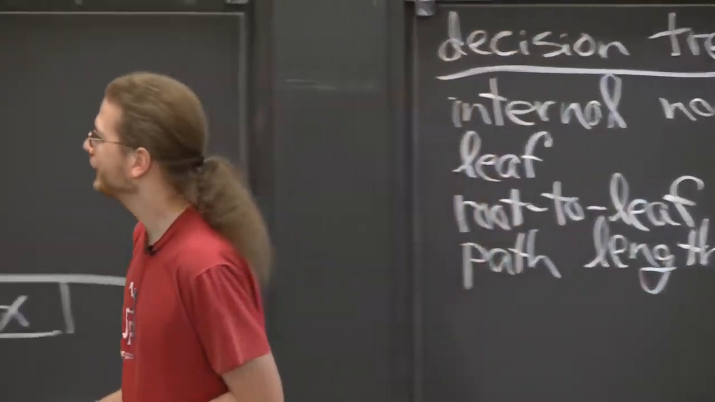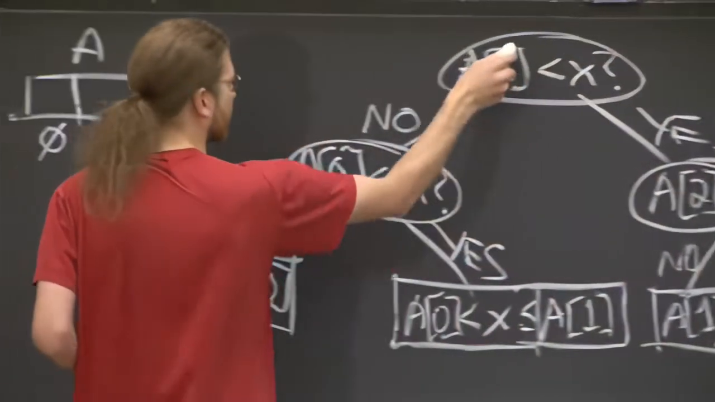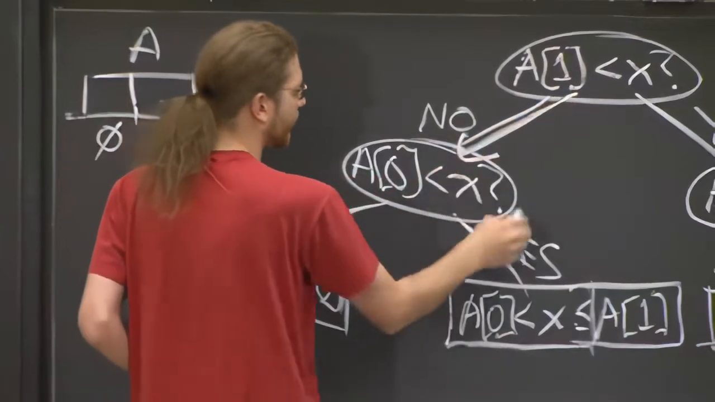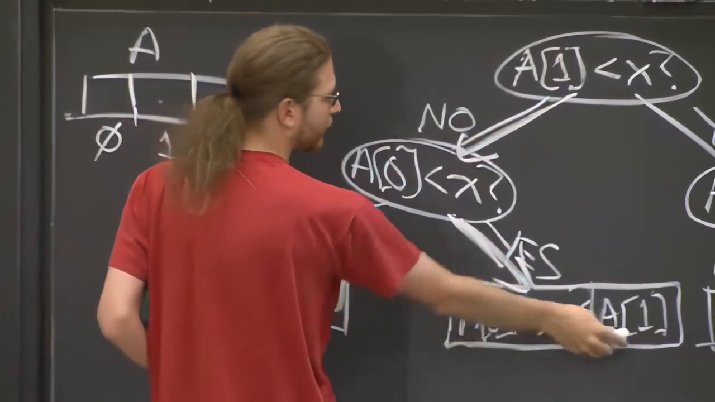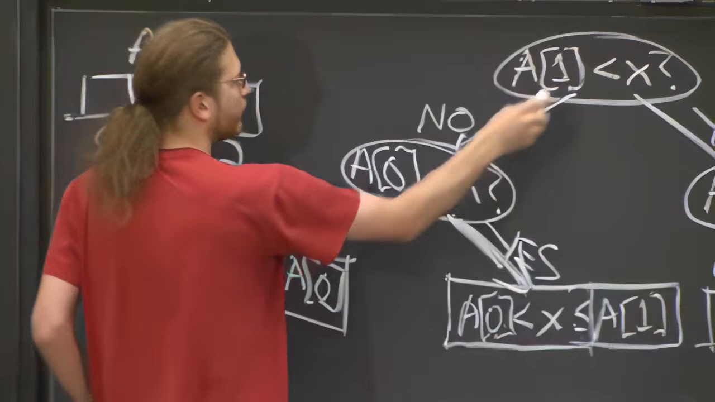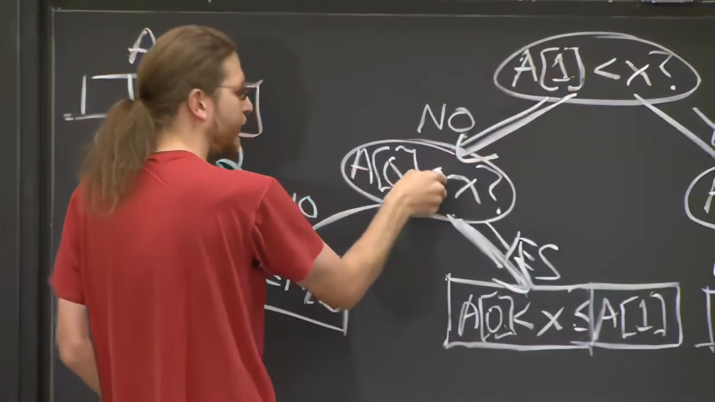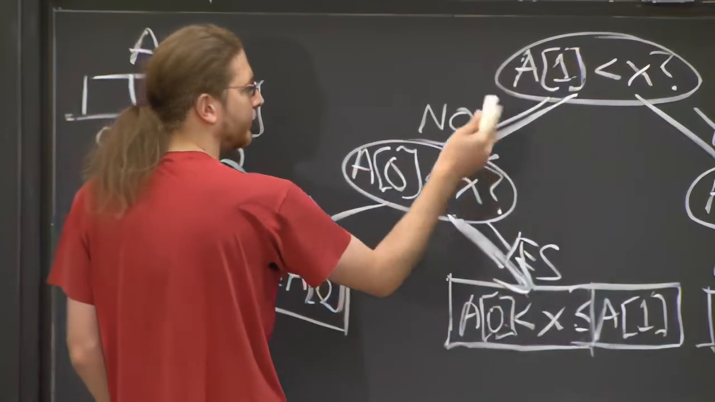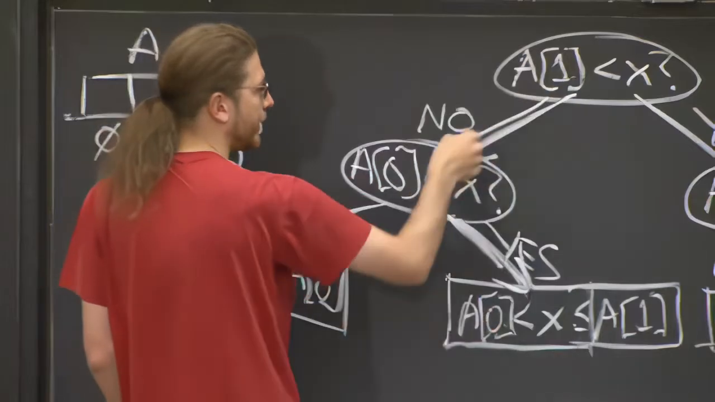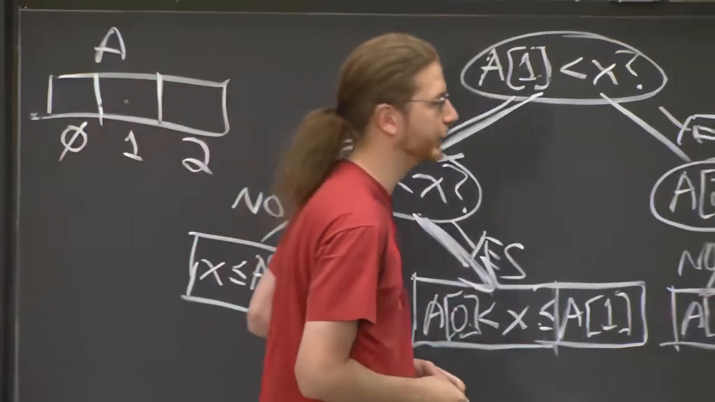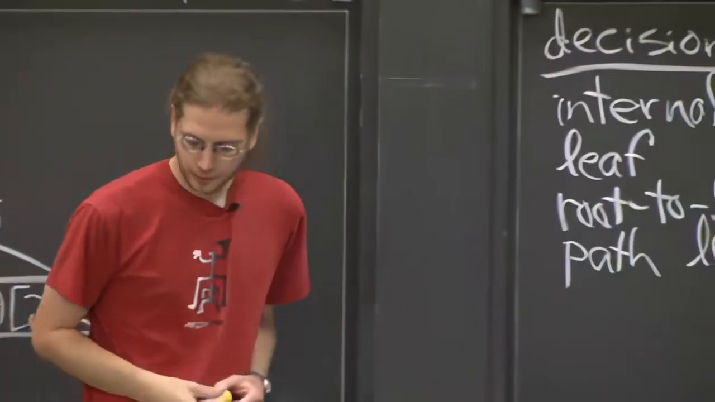Got to make sure we get the end cases right, but I think it's correct. So here is an execution of the algorithm, when x happens to be between a0 and a1, we do one comparison here, a second comparison here, and then we're done. So the cost was 2. And indeed, the length of this path is 2. So it works out. No off by 1 errors.